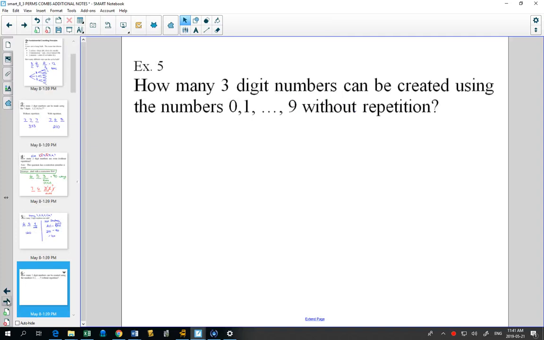How many 3-digit numbers can be created using the numbers 0 through 9 without repetition? Well, it's a 3-digit number. Now we have to talk about, well, we'll talk about what a number is in a second. Do we have any restrictions on this one? Yes? No?